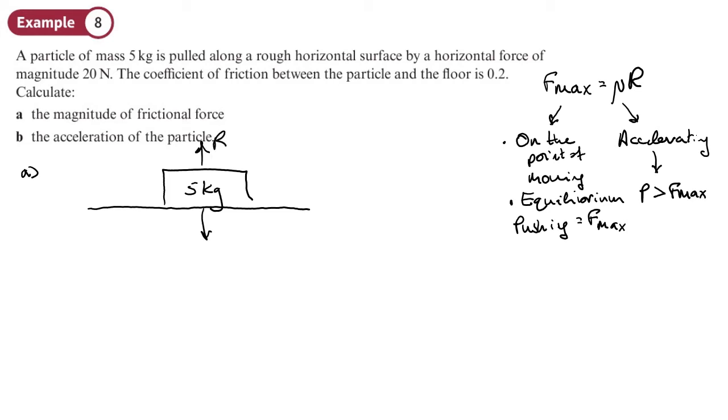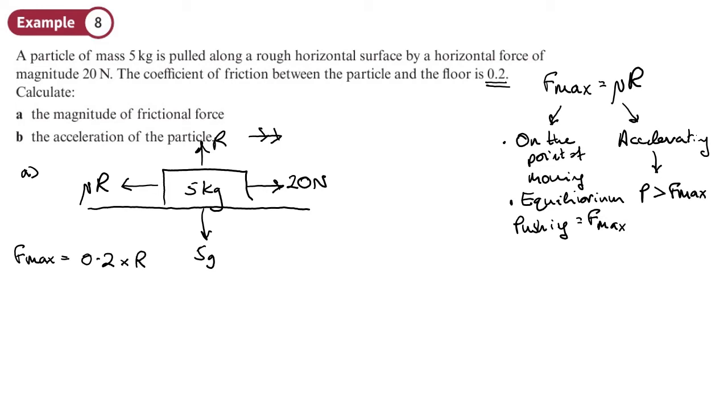5 kg, normal reaction, 5g down here. Let's make this the direction of motion to the right. Horizontal force of 20 newtons pulling this way, a frictional force of mu R. Okay, the magnitude of the frictional force, this means working at Fmax. So that's going to be mu times R. Now, mu is 0.2. So you've got 0.2 times R, the normal reaction.